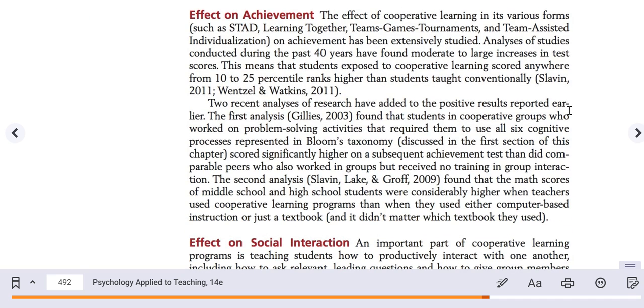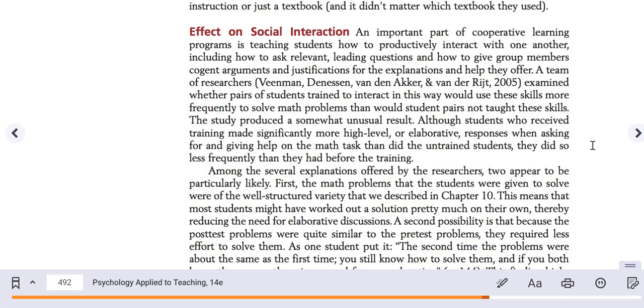Two recent analyses of research have added to the positive results reported earlier. The first analysis found that students in cooperative groups who worked on problem-solving activities that required them to use all 6 cognitive processes represented in Bloom's taxonomy, discussed in the first section of this chapter, scored significantly higher on a subsequent achievement test than did comparable peers who also worked in groups but received no training in group interaction. The second analysis found that the math scores of middle school and high school students were considerably higher when teachers used cooperative learning programs than when they used either computer-based instruction or just a textbook, and it didn't matter which textbook they used.